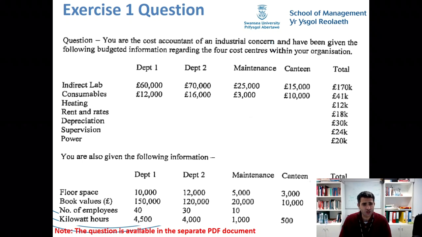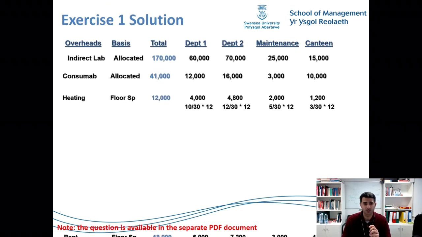The last depreciation we have is the power. When I say power, it could be to do with the machine power, when we turn on the machines. And the total cost is 20,000. And again, if you want to pick a basis, you would say, of course, that it relates more to kilowatt hours. And what we need to do, guys, is the same math technique, which is 4,500 divided by total kilowatt hours, 10,000, then you multiply by £20,000. So this is the way you do it, kilowatt hours.